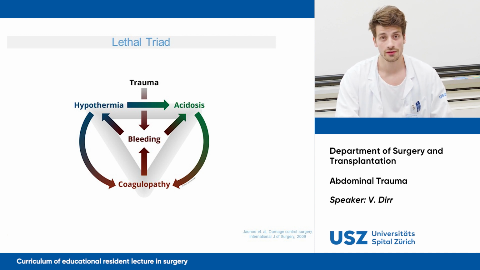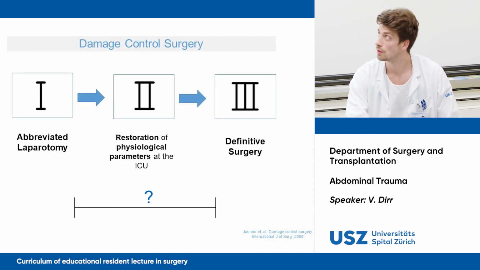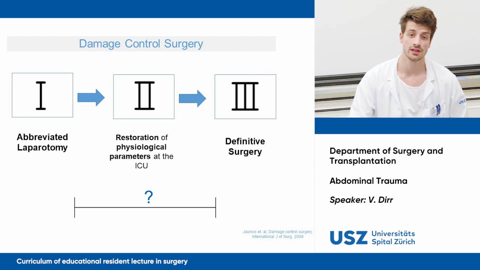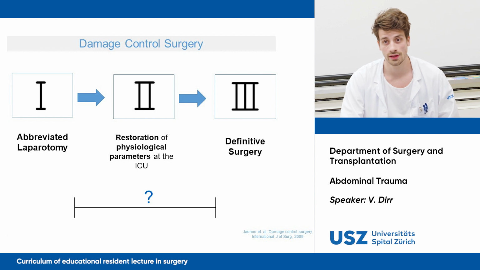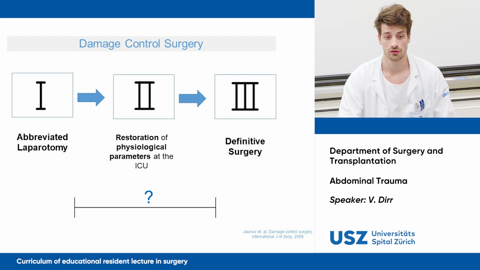So how do we prevent this from happening? There's a concept introduced in the early 80s by Stone. It's the damage control surgery concept, and it's all about reducing the time of the surgery. It's a 3-step plan. First, we do an abbreviated laparotomy, so we control just the bleeding and the contamination, and then we send the patient to the ICU to restore physiological parameters. At the third stage, we do the definitive surgery.